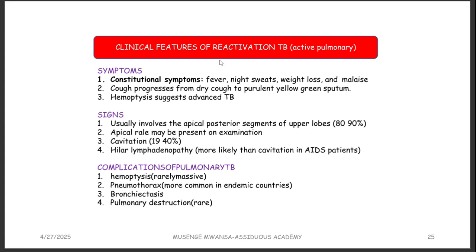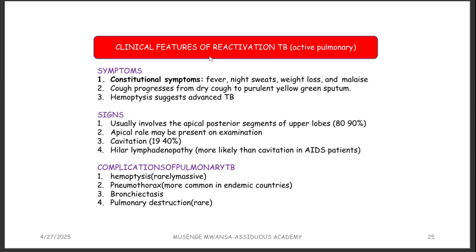So what are the symptoms of secondary TB? You have the constitutional symptoms. You have cough, which starts as a dry cough and then becomes a productive cough, with sputum that is yellow, greenish, also smelly. So these are the things you'll be asking. If someone says they have a cough, ask them, are you producing any sputum or not? They should also tell you the color, the amount, and the smell of the sputum.